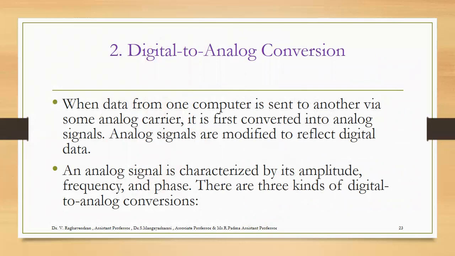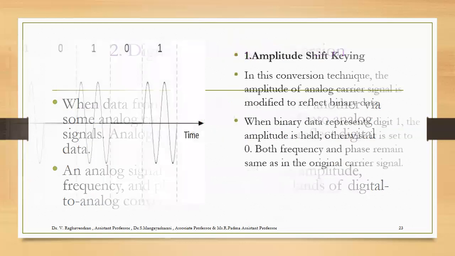Digital to digital conversion is over. The next one is digital to analog conversion. So the input is in a digital format, the receiving end is analog. When data from one computer is sent to another, some analog carrier is first converted into analog signals modified to reflect digital data. An analog signal is characterized by its amplitude, frequency and phase. There are three kinds of digital to analog conversions.